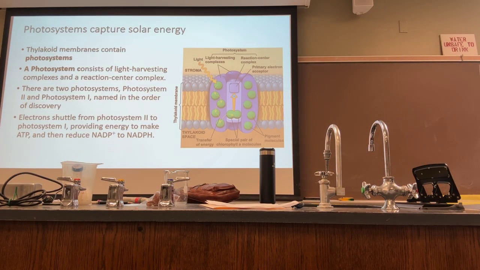So is this an enzyme in the membrane, or is this a protein? This is a protein with a bunch of pigments embedded in it. Yep, so this is a big protein with a ton of chlorophyll in it and other pigments. And you can rest assured there's an enzyme in there, here or there.